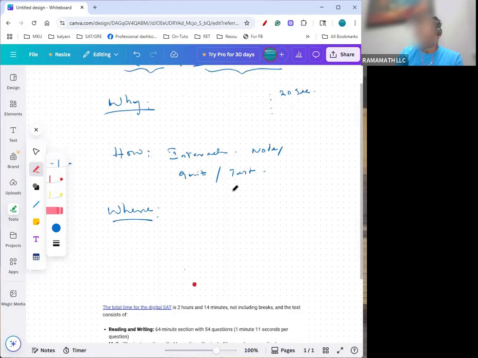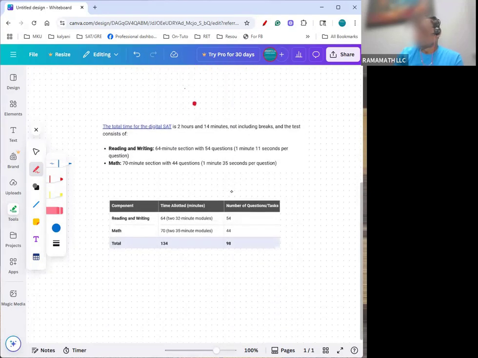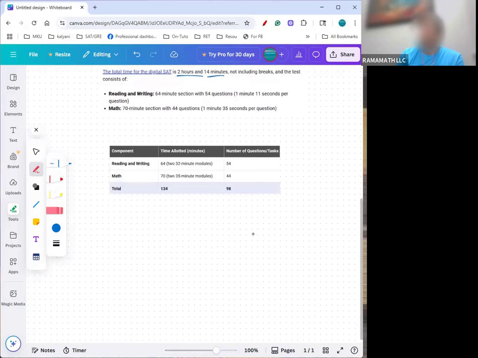Next, as you already know, when it comes to the digital SAT, in the last session Miss Evelyn mentioned the timings. The test is 2 hours 14 minutes long, not including the breaks. You get a 10 minute break between the modules. You're going to get reading module one, and based on how you do, your next reading module will be selected. It could be the easy one or the hard one.